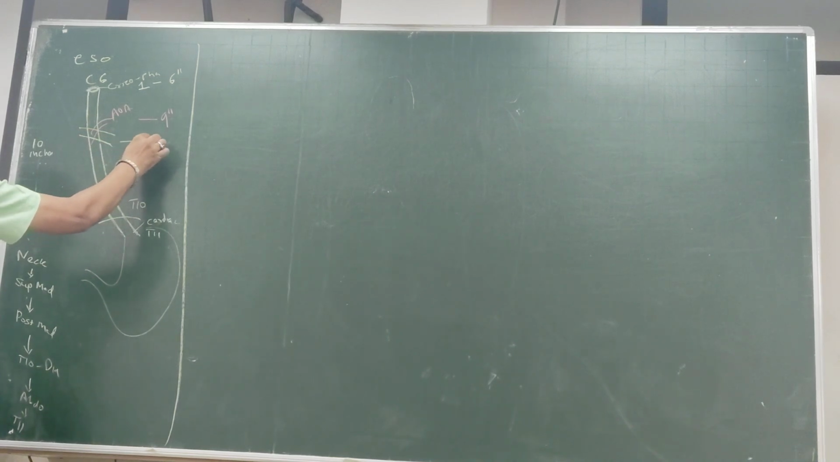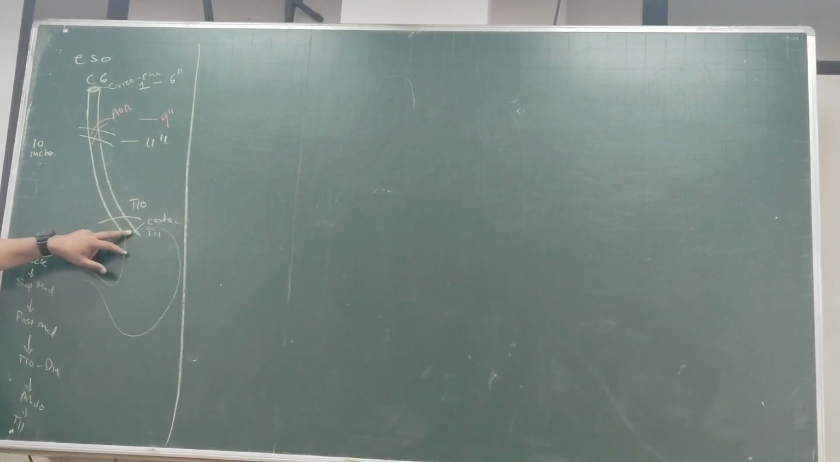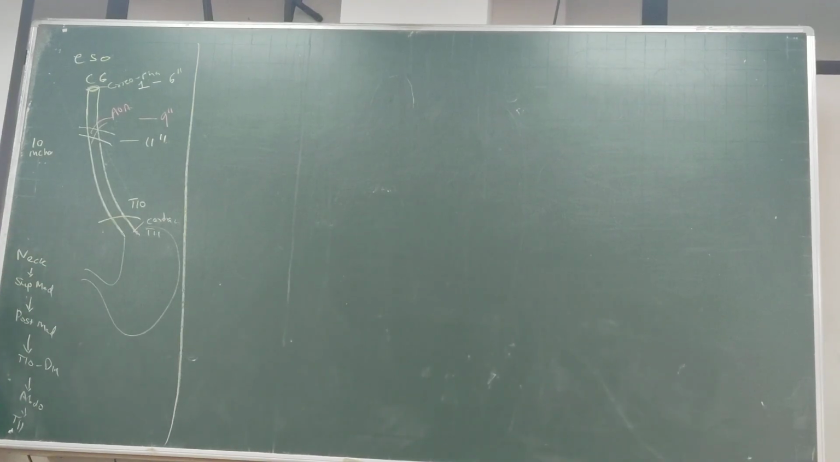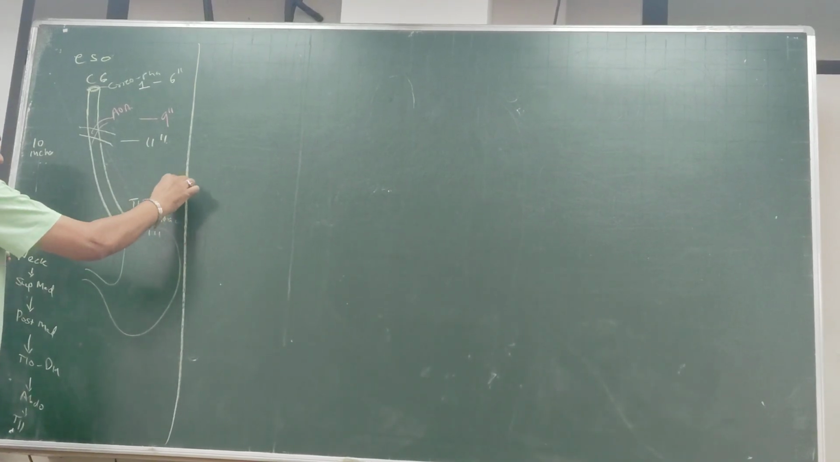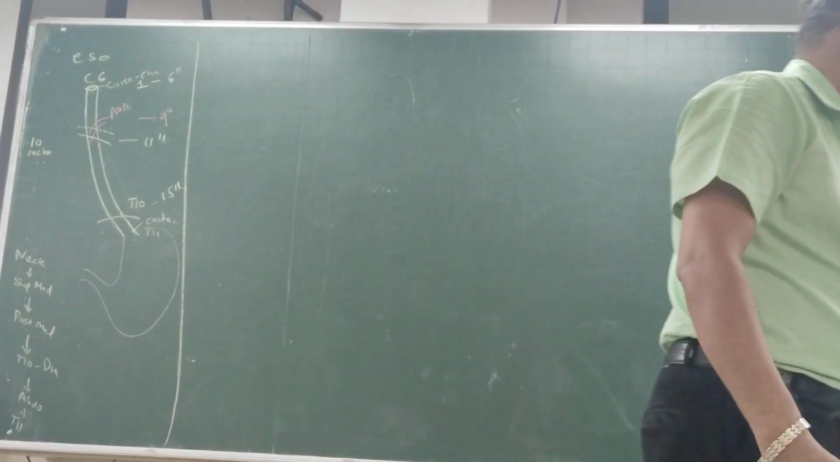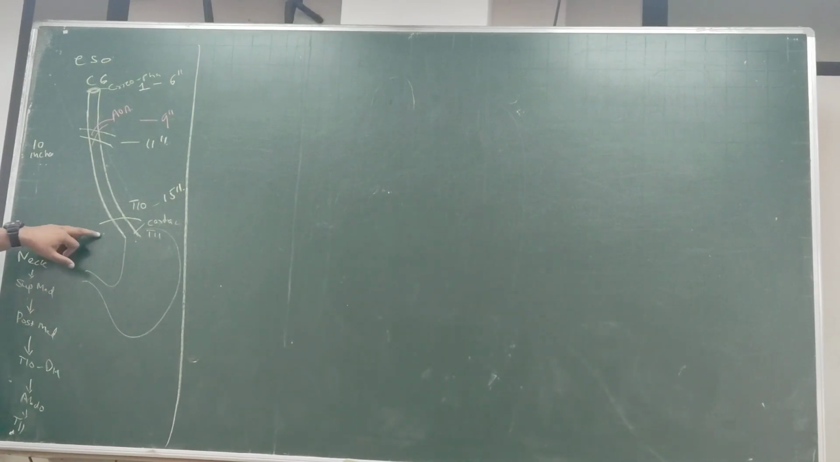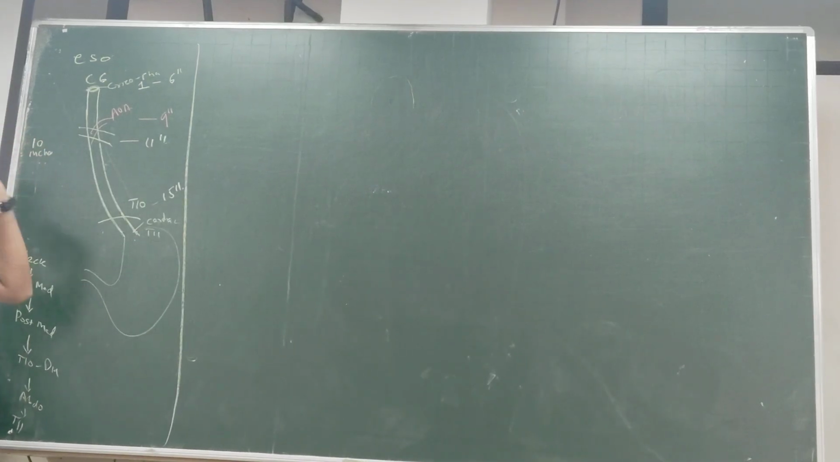Third is at 11 inches where it is crossed by the left bronchus. Left bronchus के ऊपर से arch of aorta जाता है. Okay? Left bronchus. And fourth is when it pierces the diaphragm. This is at 15 inches. And then stomach. So these 4 constrictions of esophagus.